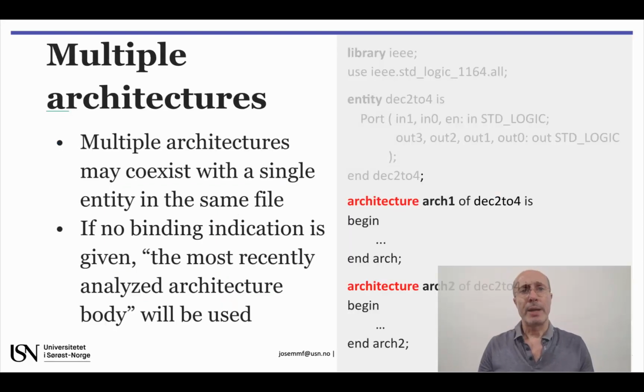Finally, be aware that it is possible to provide more than one architecture section for a single entity description in the same VHDL design file. We may state which architecture to use when invoking this module at an upper level structural description, but if nothing is said to the contrary, Vivado will simply pick up the last architecture described.